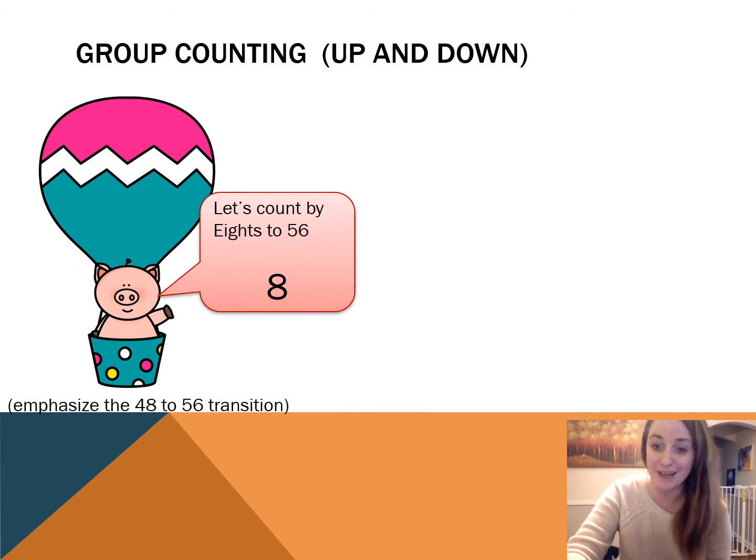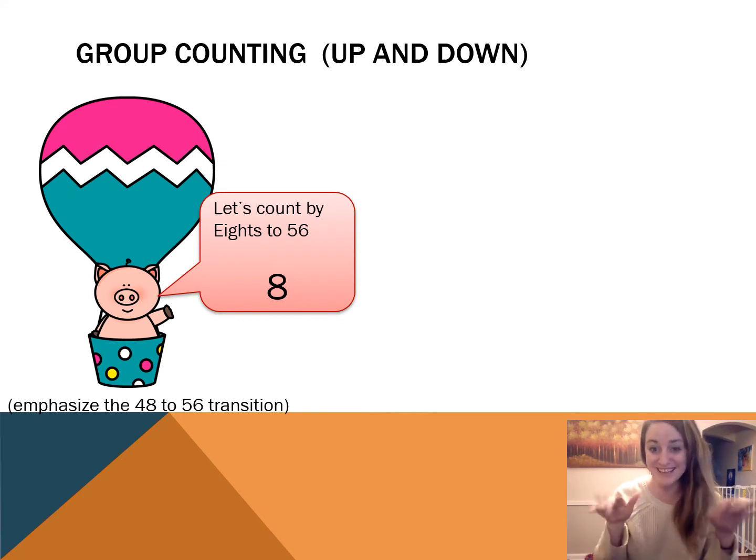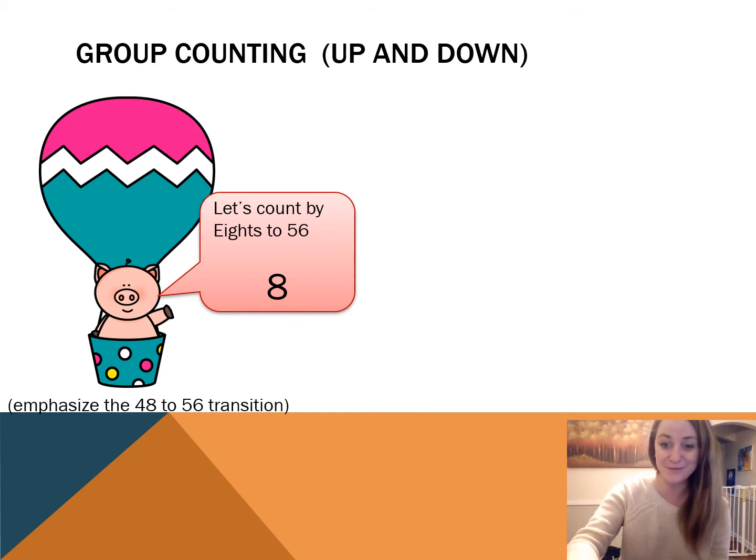Remember, even if the count is hard for you at this time, just repeat it after me so that you can start to learn it. Let's wiggle it out, bring it close, count by 8s to 56, and go. 8, 16, 24, 32, 40, 48, 56. Bring it down. 56, 48, 40, 32, 24, 16, 8, and 0.